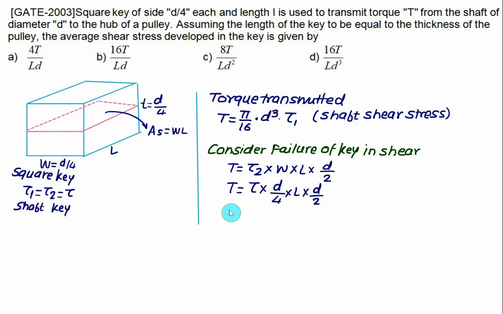So we have torque equal to the shear stress τ multiplied by D square multiplied by L divided by 8. In this case, the shear stress will be equal to 8 times torque divided by D square multiplied by L. 8T divided by L D square, so choice C is correct.